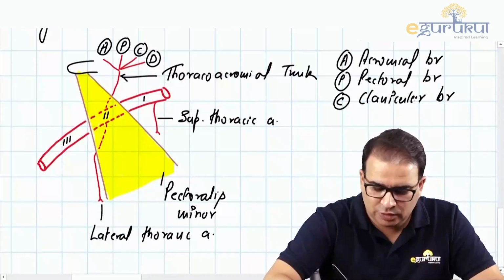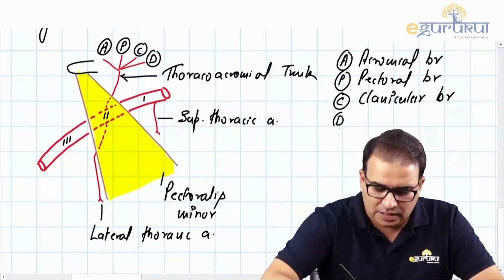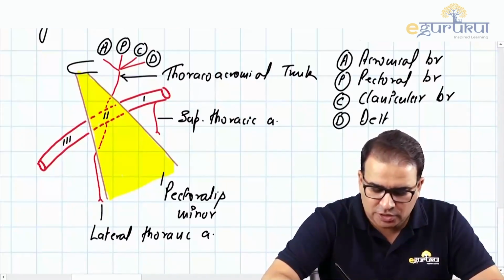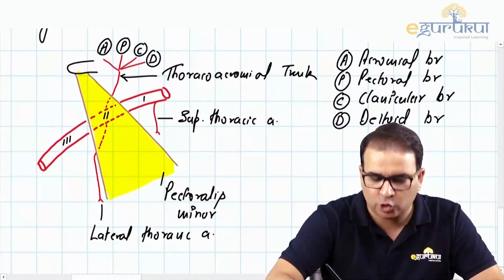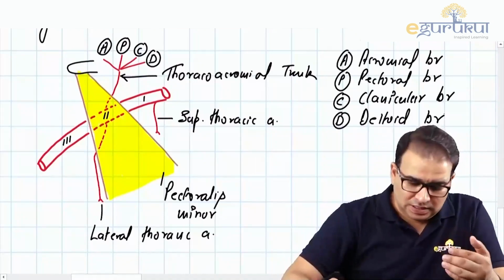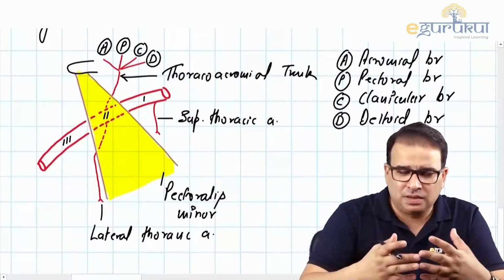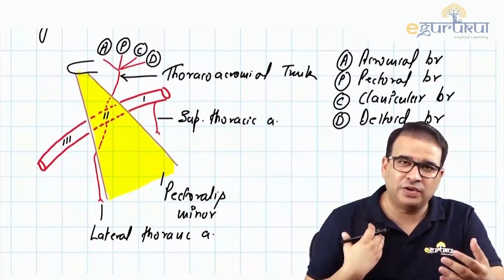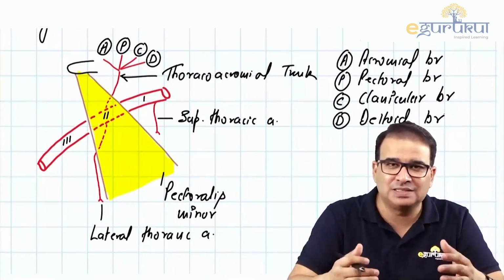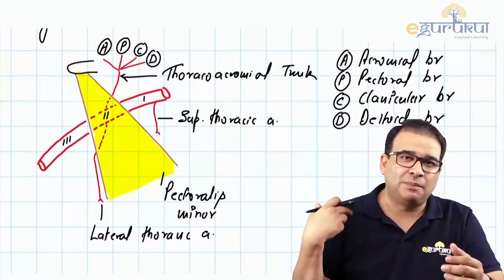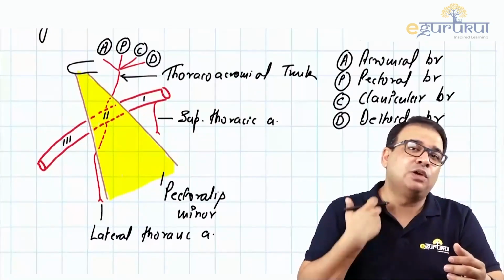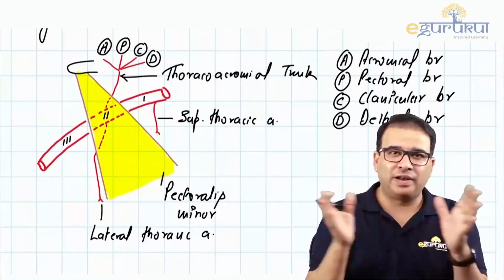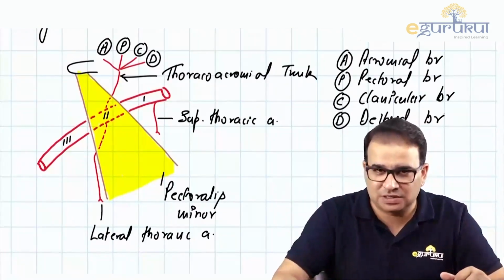C is the clavicular branch, and D is the deltoid branch of thoracoacromial trunk. So when this trunk comes out, it pierces the fascia here called the clavipectoral fascia and divides into the 4 branches, that is acromial branch, then we have a pectoral branch, we got a clavicular branch, and we got a deltoid branch. So they are all running in different directions and supplying the respective structures.